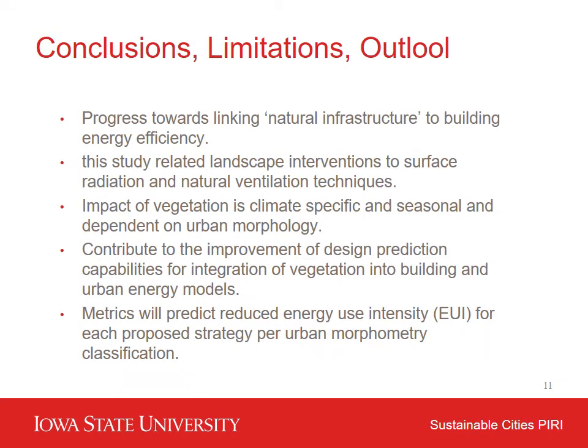So brief conclusions here and outlook. Obviously there is a climatic difference in the use of trees versus vegetative coverings. There is also obviously a relationship between the size of trees and the height of the building. So this work is ongoing. The impact of vegetation is climate specific, is seasonal, and depends on the urban density. Metrics which can be predicted with the strategies are energy use intensity, but also surface temperature and heat fluxes.